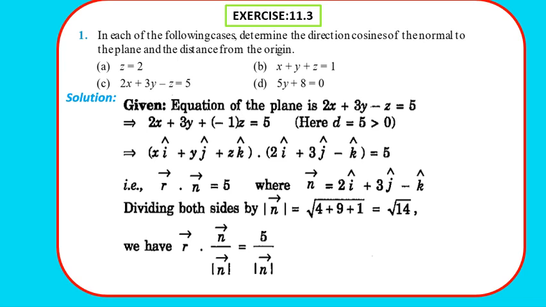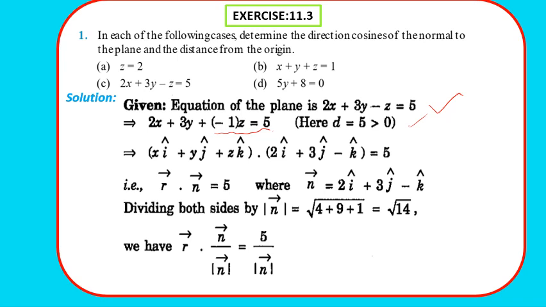Equation of the plane is 2x plus 3y minus z equals 5. So writing the standard form, we get 2x plus 3y minus 1z equals 5, and here d is equal to 5. Now we have xi plus yj plus zk dot 2i plus 3j minus k equals 5, that is r dot n equals 5. So vector n equals what? 2i plus 3j minus k, if you remember the standard form.